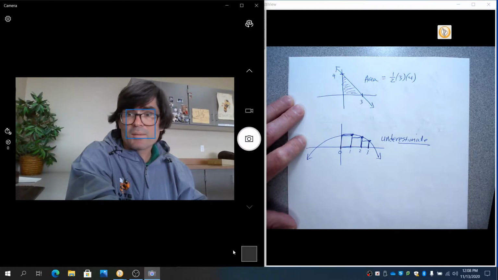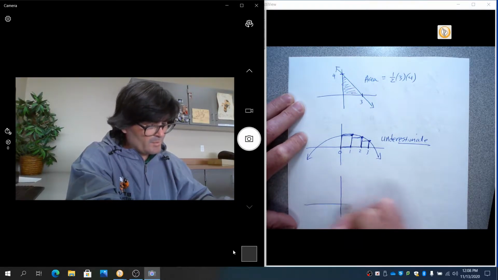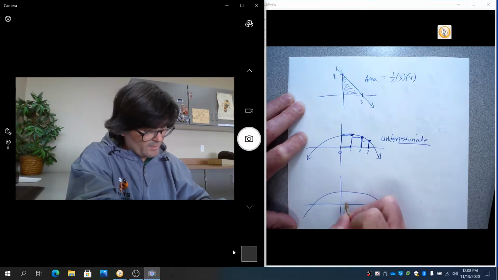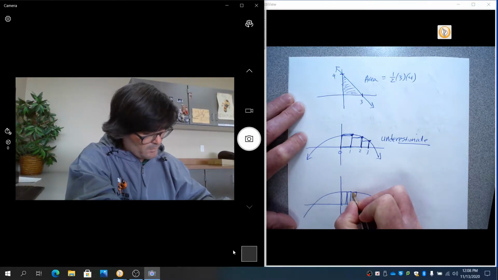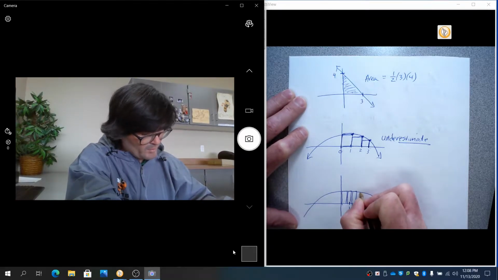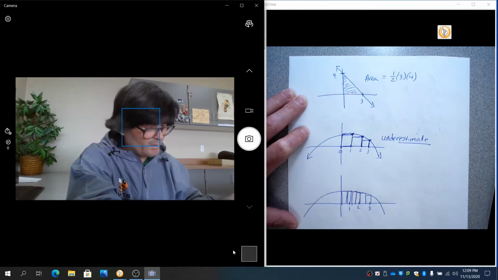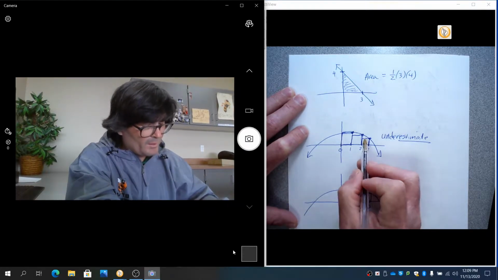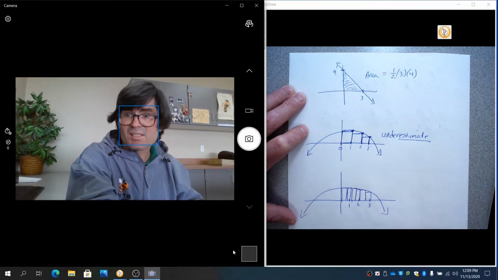So in order to make that guess better, what you can do is have more rectangles. Perhaps instead of every one, here's my curve again. Say 1, 2, 3. Instead of every one, perhaps you have 6 rectangles that are all a half wide. This is not that great a picture, but you can see that there's smaller gaps at the top. So here, there's a gap, there's a gap, there's a gap, bigger gaps here. By adding more rectangles, you've got less space that's missed.